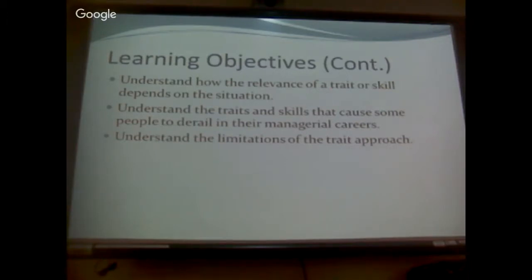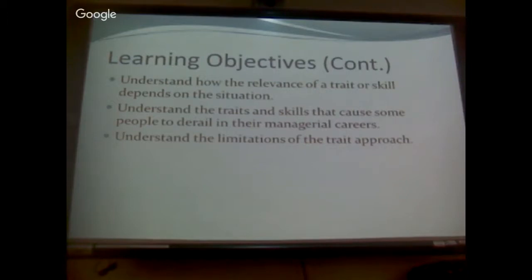Traits and skills that can cause some people to derail managerial careers. In some cases, things that we would even see as being positives could cause people to derail their managerial careers. Or, as another example, this could cause them to derail the environment in which they're leading in terms of making some kind of gains. Understanding the limitations of trait approaches.